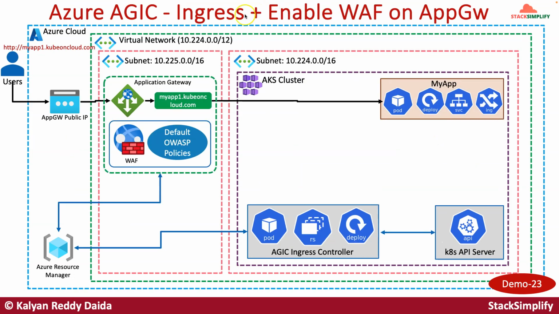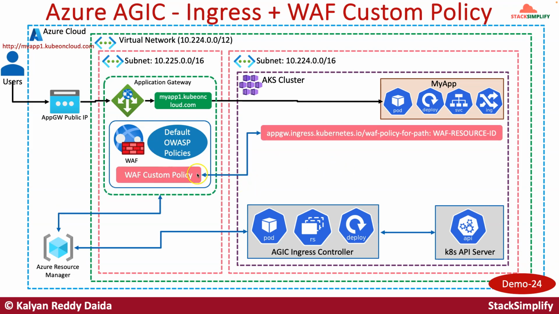After this, we'll enable WAF on our application gateway, enable the default OWASP policies, and implement this demo. Once this is completed, we'll also define a custom WAF policy and reference that custom WAF policy in our Ingress service. When that is applied, our application will have this custom WAF policy, and we are going to test it via browser to see whether requests related to attacking our applications are blocked by WAF or not.